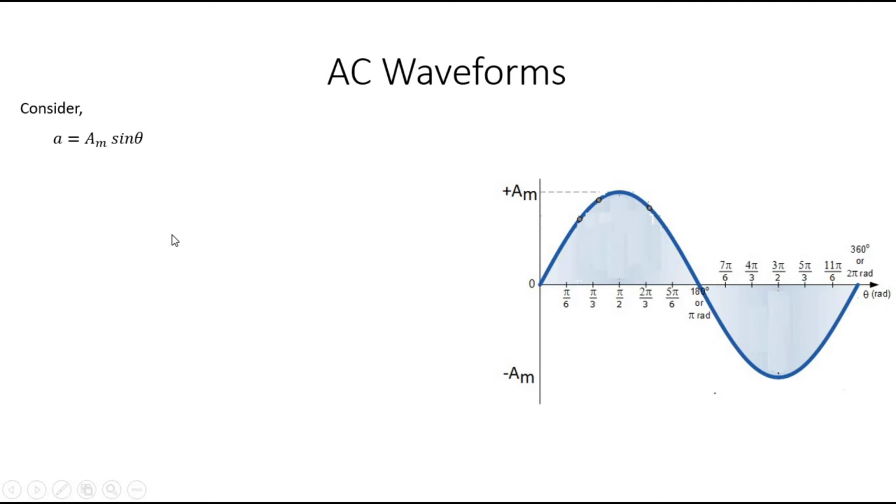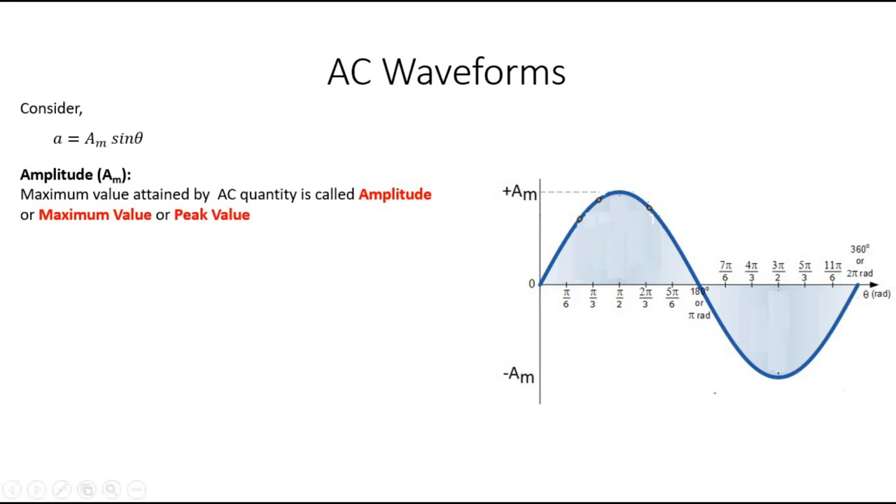So now we can define some important terms related to AC waveform. First one is amplitude. So amplitude is the maximum value attained by the AC quantity. So if you are looking here at pi by 2, sine pi by 2 is AM. So it is the maximum value. So AM is the maximum value here. So it is the amplitude, or it is also called maximum value or peak value.